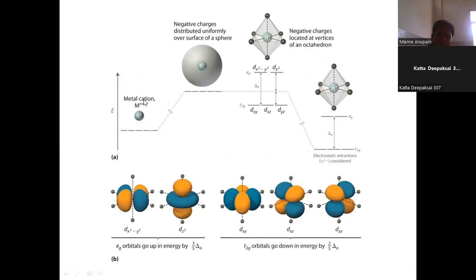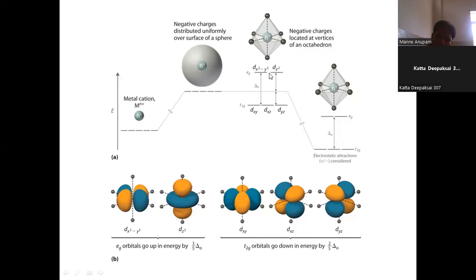So in this slide, we can see the metal ion is there. This is the central metal ion, and ligands are approaching. Ligands are slowly approaching. When ligands are approaching, there is an increase in energy. And when ligands are approaching spherically, there is an increase in energy. When ligands are forming this octahedral complex, one pyramid above and one pyramid below, then they are splitting.